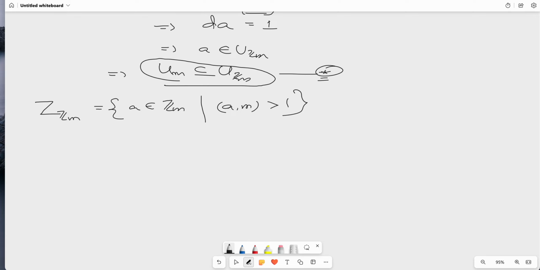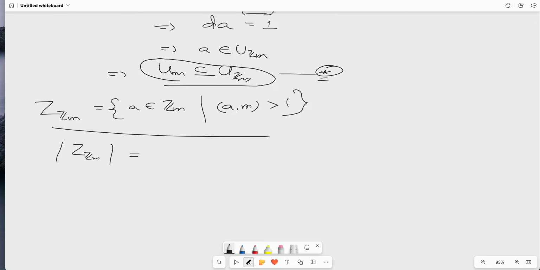So for GCD equal to 1 we got units. So for non-units you will get the zero divisors, right? So these are the zero divisors. How many zero divisors are there? So what is the cardinality of this set Z of Zn?